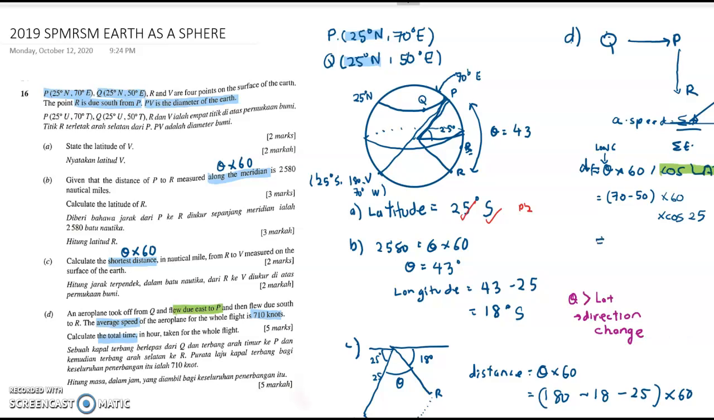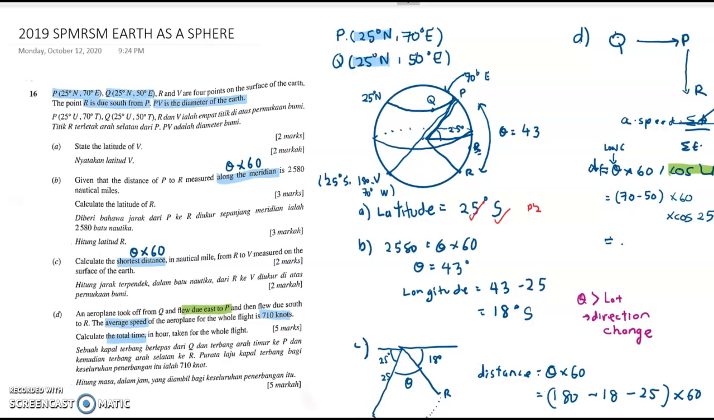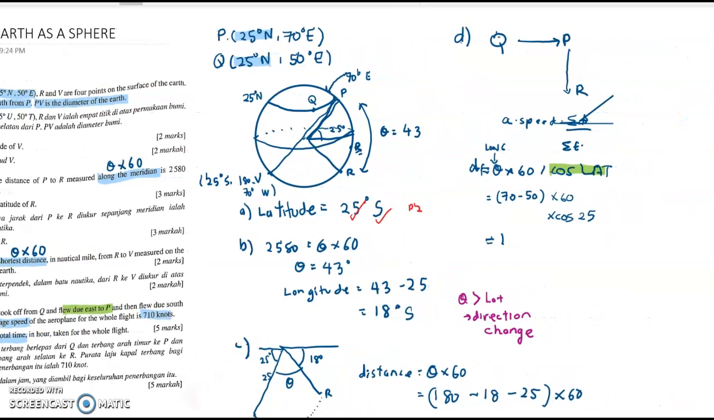Then don't forget that your calculator must be in degree mode. So 20 times 60 times cos 25. Easy peasy. Don't forget your answer needs to be at least 2 decimal places. So we have 1087.569. I always take extra before my final answer. So then P to R we already have 2580.